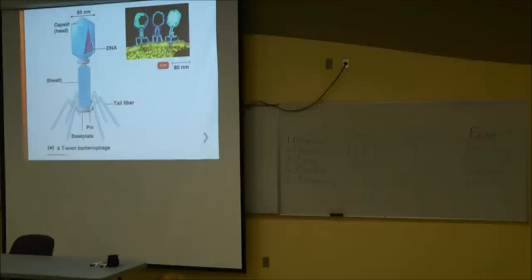This is a little spring right here. This pin just holds and provides the pressure. This contracts, and this is a needle right here that penetrates through the cell wall. It's just like a spring giving a shot, okay? Giving a shot of the nucleic acid to the bacteria. Contraction takes place and the needle goes right through the cell wall of the bacteria. It's just mind-boggling what these little things can do.